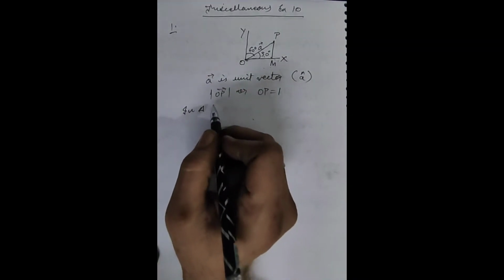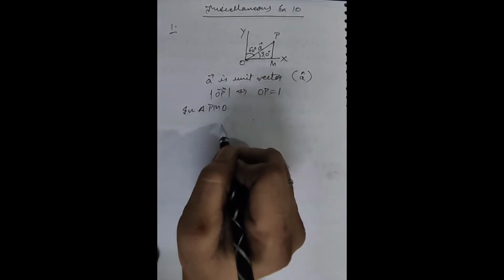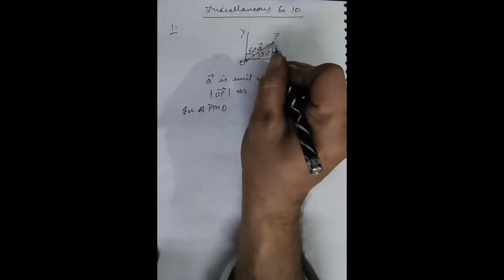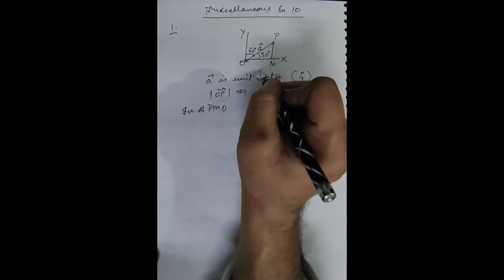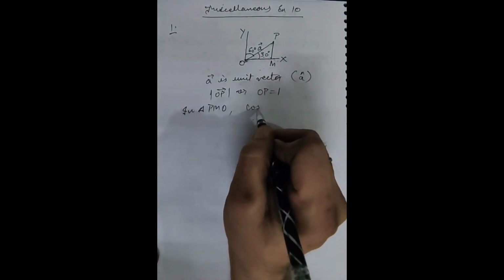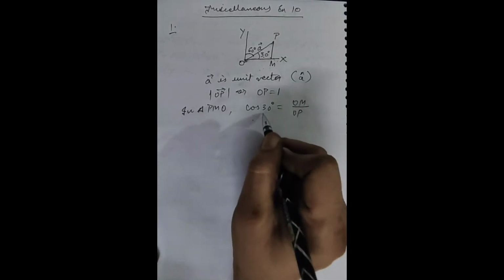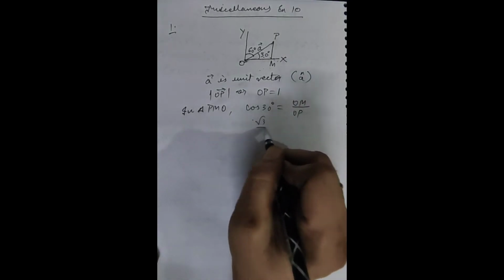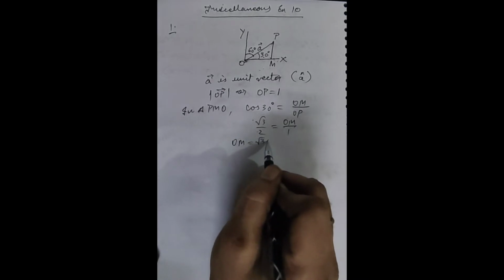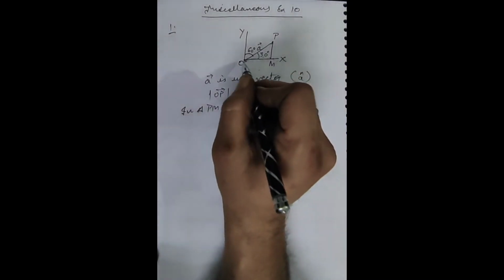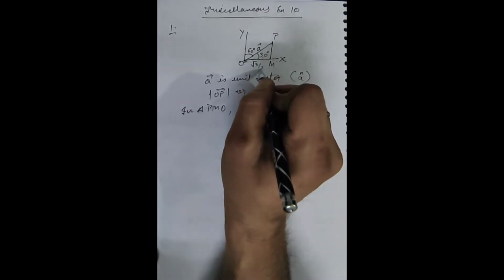Then in triangle PMO, we need OM using OP and 30 degree. That's why take cos 30 degree. So cos 30 becomes OM upon OP. Cos 30, as we know, is root 3 by 2, equal to OM over OP, and the length of OP is 1. So the length OM we get as root 3 by 2, which means along the x-axis its component is root 3 by 2.